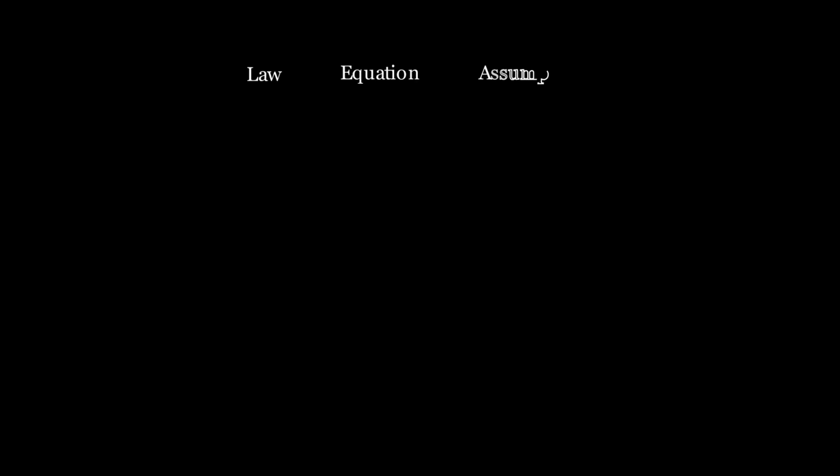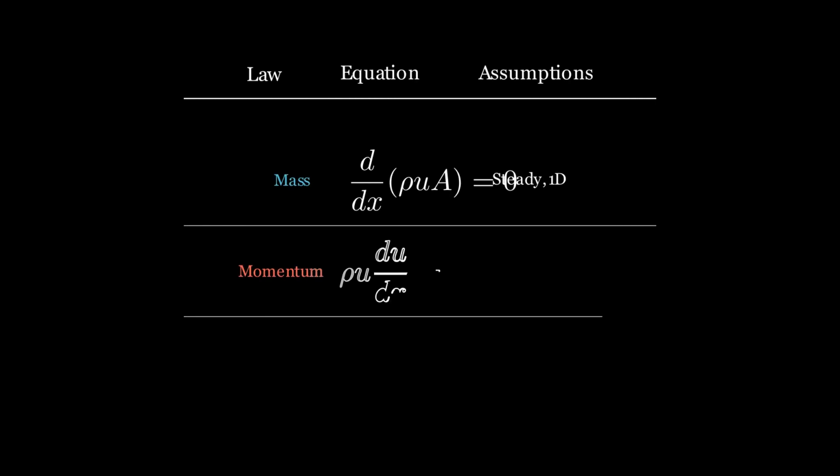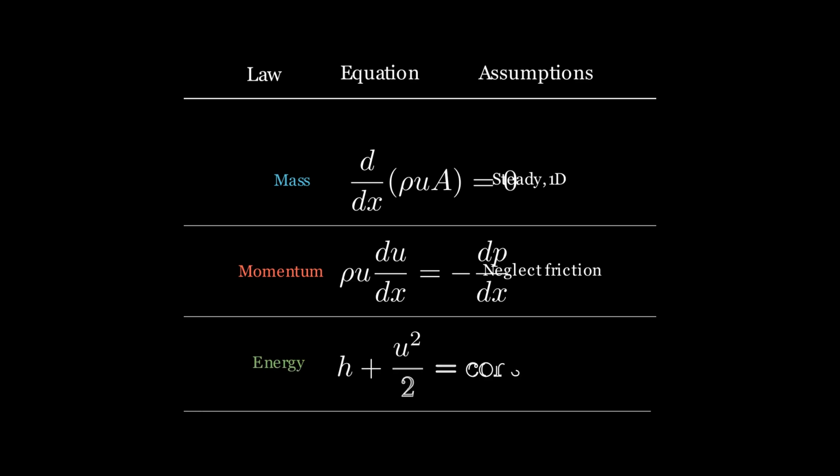These three laws, mass, momentum, and energy conservation, work together to tell us exactly how a flow will behave. Think of them as the rules of the game that all flows must follow, whether we're designing a jet engine or understanding wind patterns.